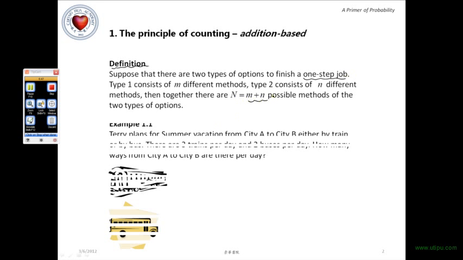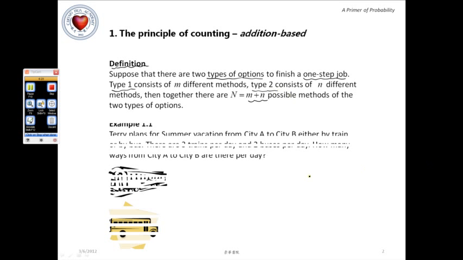Second, if the problem is addition based, then identify types of options to get the job done. Identify types of options, very important. And third, double check if any single method included in each type can be used to get the job done independently. So no matter whether it's a method from type 1 or type 2, each can be used to get the job done independently. If yes, then perform the addition calculation.